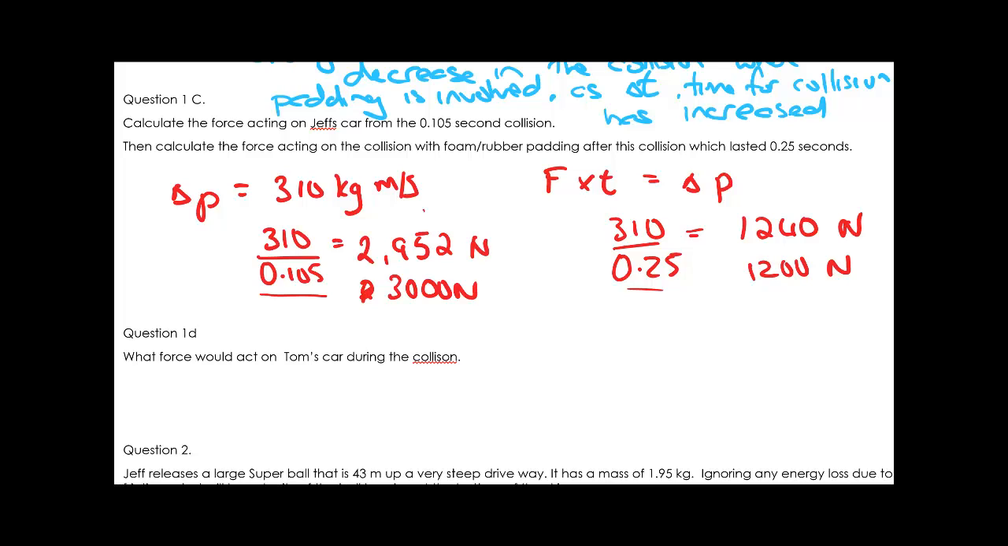Okay, now, what force would act on Tom's car during the collision? It's kind of a trick question in a way, because it depends on which collision you're talking about, but in either collision, if you've got force acting on one car, there'll be an equal and opposite force acting on the other. So if it was this one we're talking about, it would be 3,000 newtons. So it would be the same force acting, but in the other direction. So that's question 1.